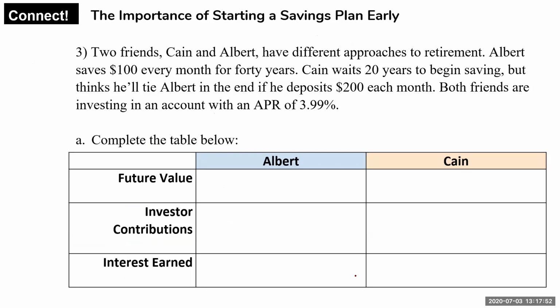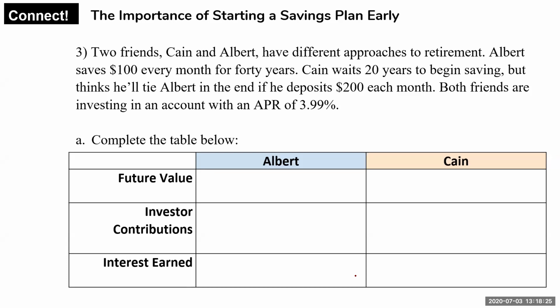Time value of money. So the two friends I spoke to you about earlier, Cain and Albert, have different approaches to retirement. Albert saves 100 every month for 40 years. Cain waits 20 years to begin saving. But Cain is trying to be smart, right? He hasn't done the math. So he thinks that he will tie Albert in the end if he deposits 200 each month. Now, both friends are investing in an account with an APR of 3.99.